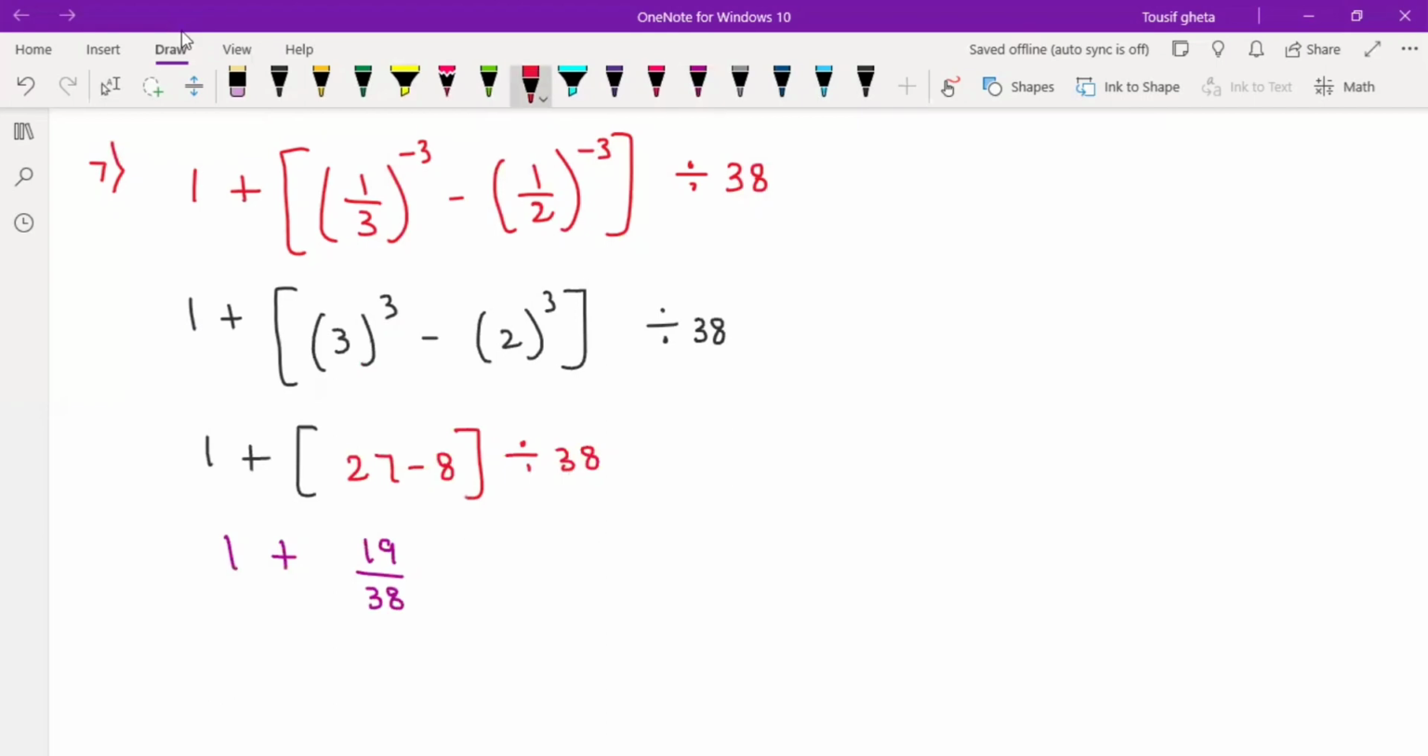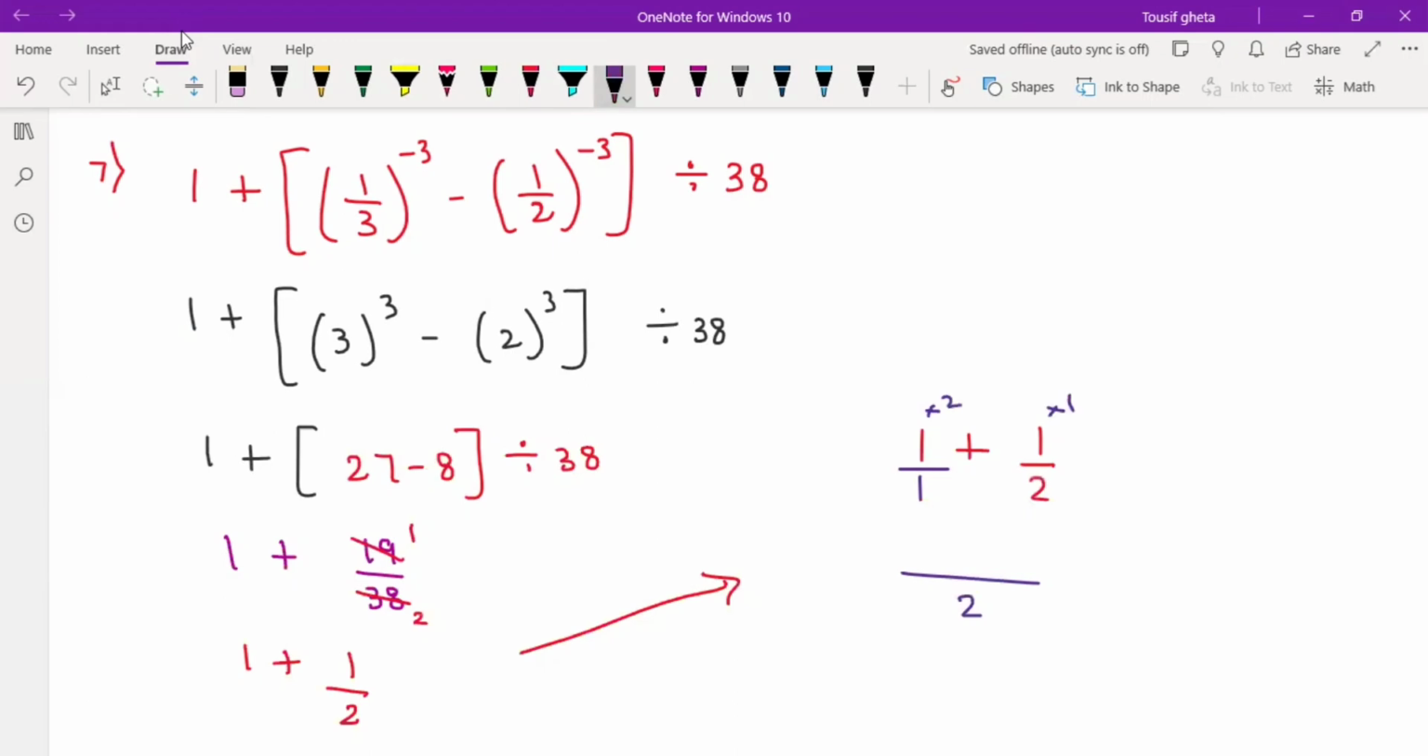So 1 plus 19 by 38, we can divide, 19 ones are 19 and 19 twos are 38, so we get 1 by 2. That is 1 plus 1 by 2. Both terms are in the form of a fraction, so we can take the LCM, which is going to be 2. The first term we consider as 1 in the denominator, so multiply by 2 and the second term multiply by 1. So 2 plus 1, and we get the final value as 3 by 2. That is the seventh question.